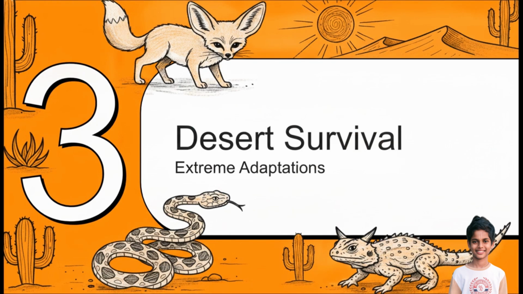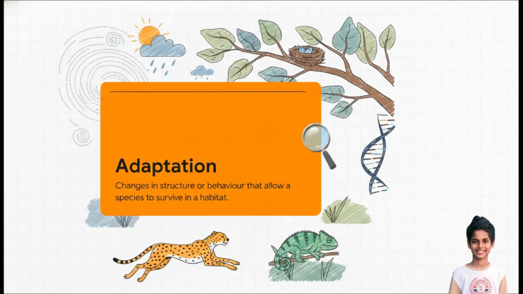Okay, Section 3. Let's talk about desert survival and adaptations. So, the absolutely crucial point here is this exact definition. What is an adaptation? It's the changes in the structure or the behavior of a species that allow it to survive in a particular habitat. Listen carefully. It's not just about how an animal looks. It's about how its body functions and how it behaves to conquer its natural environment.